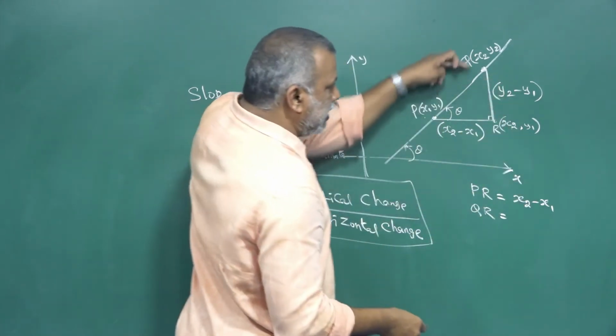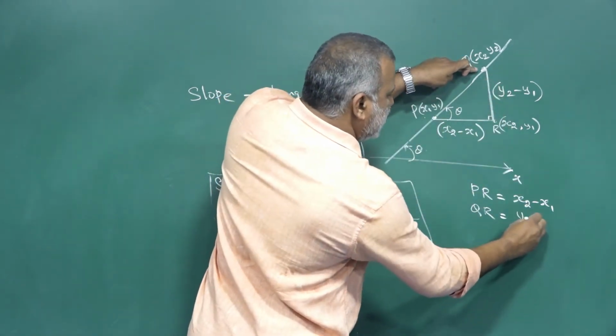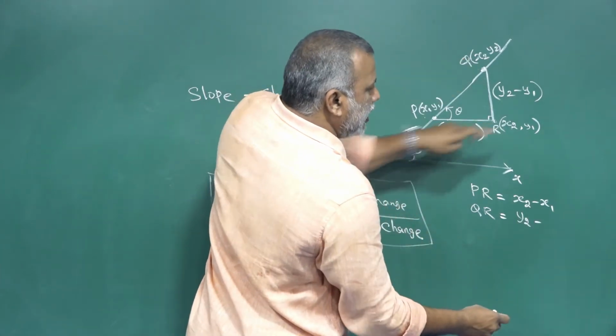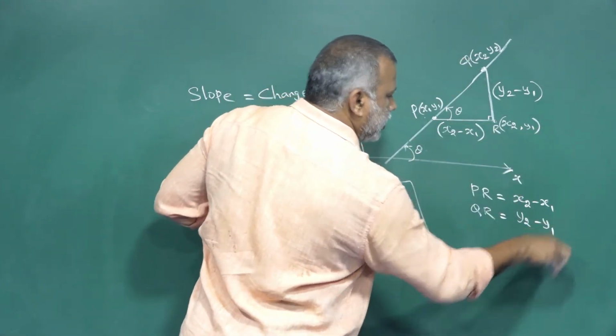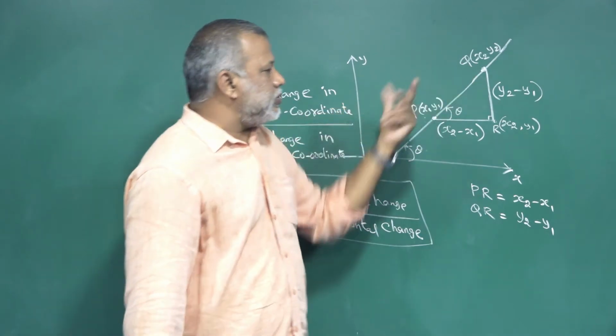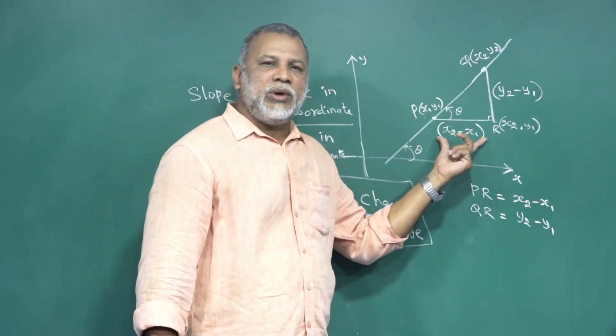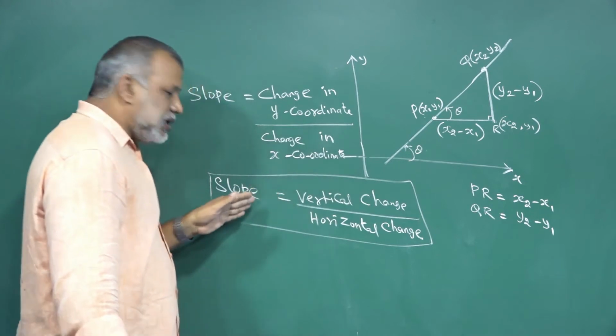QR is the highest y2. The highest value of the y coordinate is y2, and here the lowest value of y is y1. Therefore this is y2 minus y1. This must be x2 minus x1. By this you can apply.